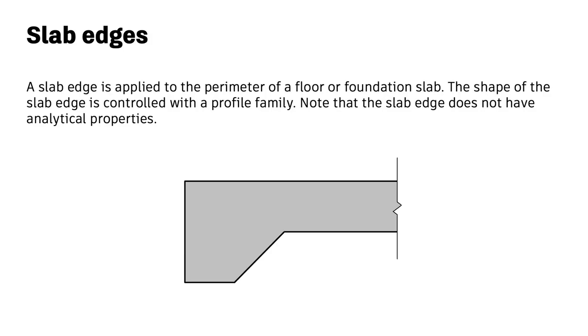A slab edge can be applied to a floor or foundation slab. It is typically applied to the edges of a floor and can create an edge for a raft foundation or upstands or downstands. It should be noted that a slab edge does not contain an analytical model, so careful consideration needs to be applied. An alternative to a slab edge is to utilize structural framing or a structural wall.